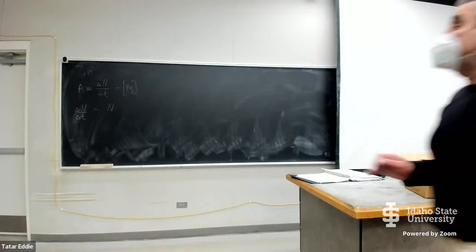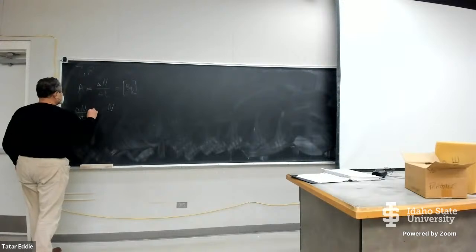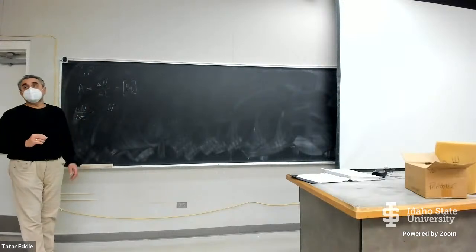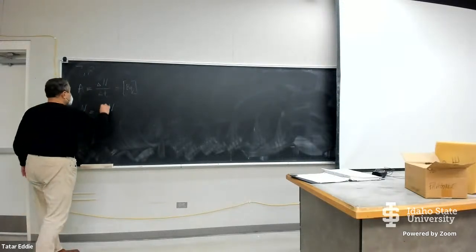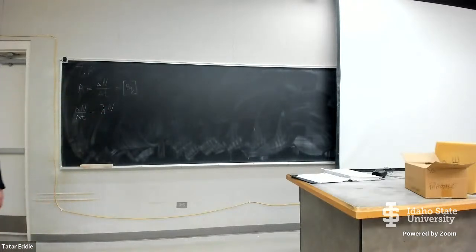The coefficient of proportionality is a number specific for the type of the radioactive nuclei. And that coefficient of proportionality is called decay constant and denoted with the Greek letter lambda.